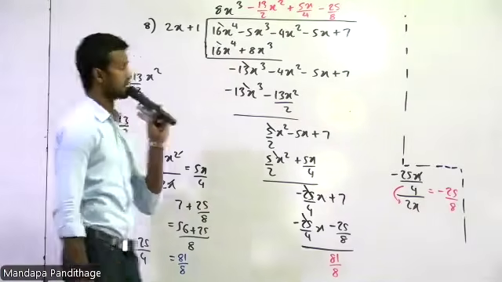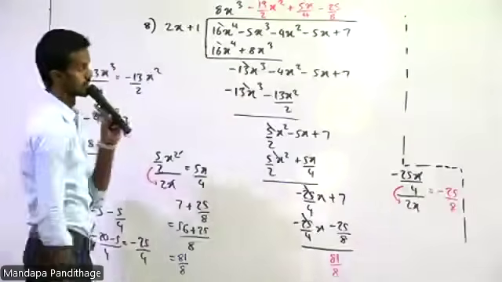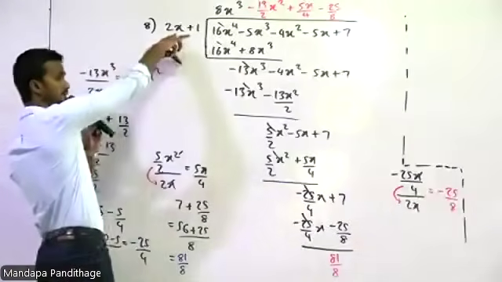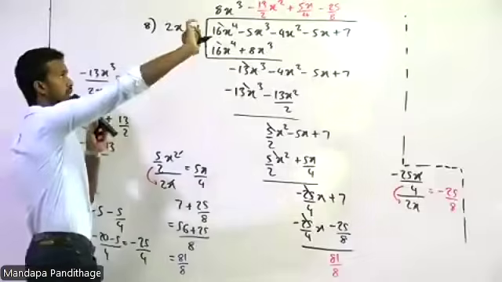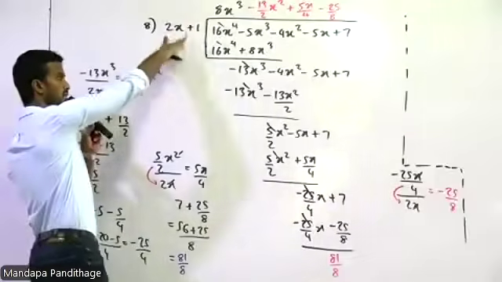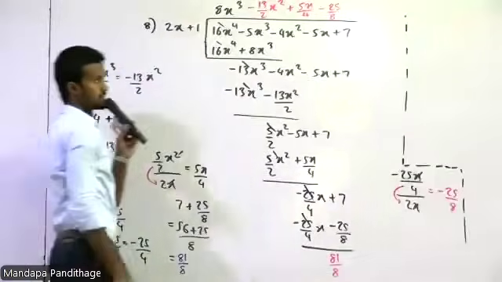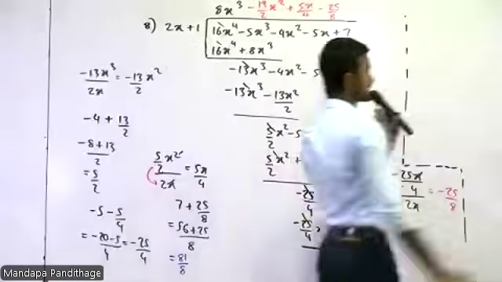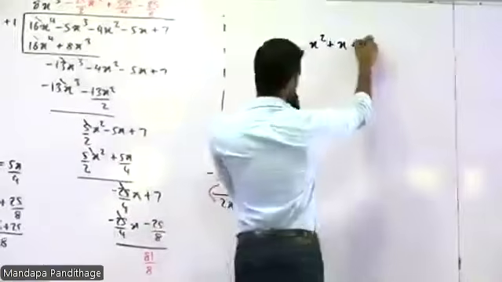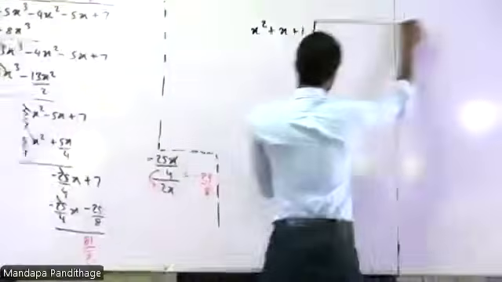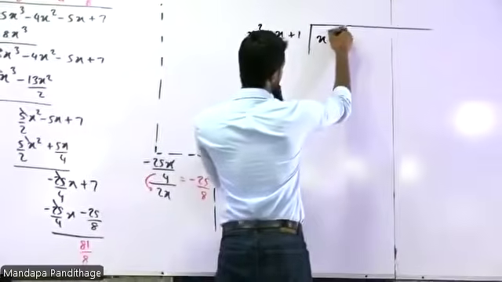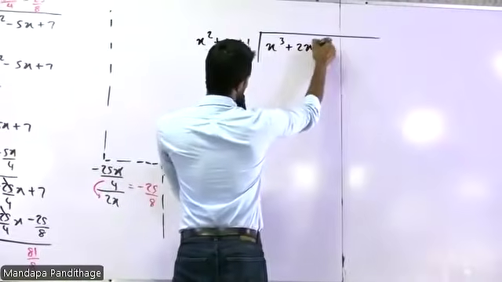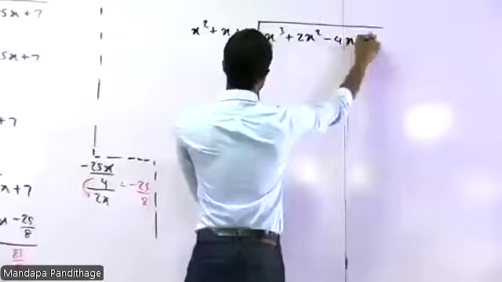Okay. Now let's see, we have discussed the questions where the degree of the divisor is 1. In everything we did, the degree of the divisor was 1. Now let's see what happens when the divisor's degree is more than 1. I'm taking an example like this, x squared plus x plus 1. We have to divide this by x cube minus 2x squared minus 4x plus 1.